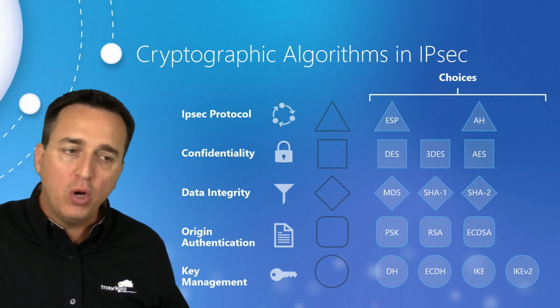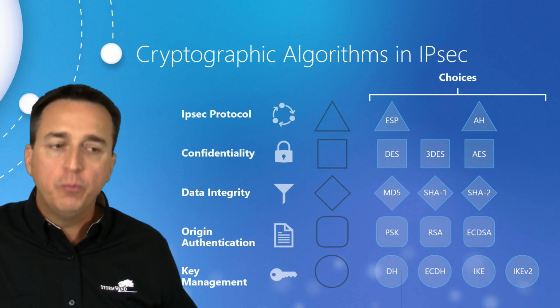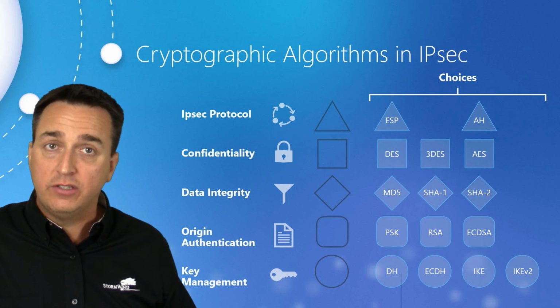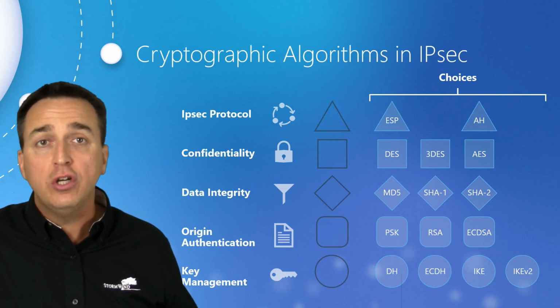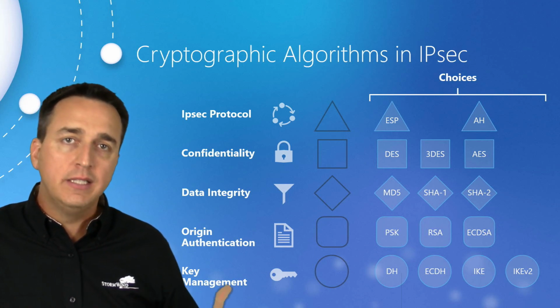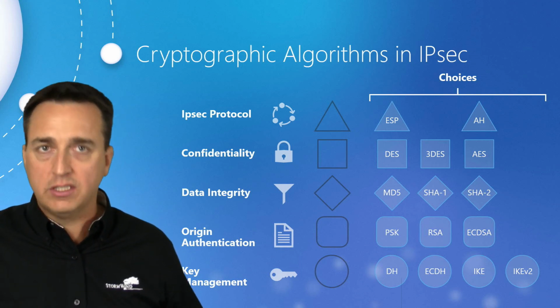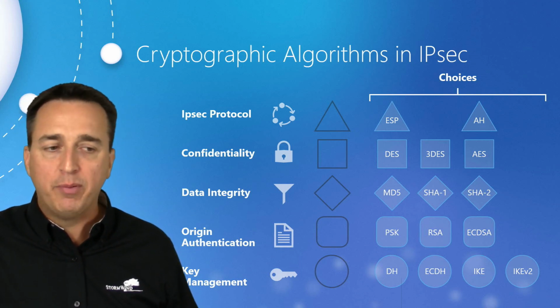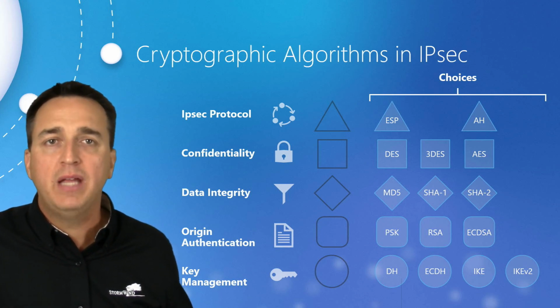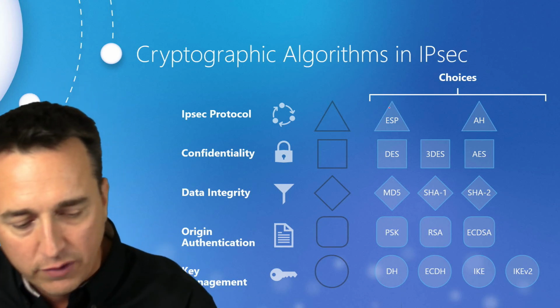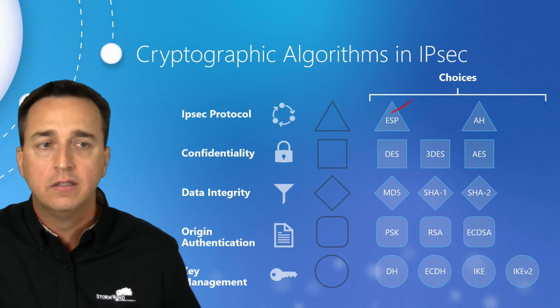So IPsec protocol, we have 2 protocols. We can either pick ESP or AH. Now, the difference between the 2 is that AH only does integrity checking and authentication, whereas ESP also does the confidentiality on top of that. So for site-to-site VPNs and remote access VPNs, you're definitely going to pick ESP no matter what.